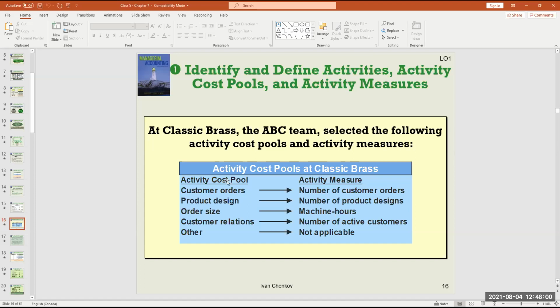Then you're going to have activity measures. So how are we going to measure the activity for the customer order? We're going to measure it as a number of customer orders. That means transaction. Product design will be number of product designs. That will be a transaction driver as well. Order size will be based on machine hours. That's a duration driver. Customer relationship will be the number of active customers. That will be a transaction driver again. And for the other costs, that's not applicable.